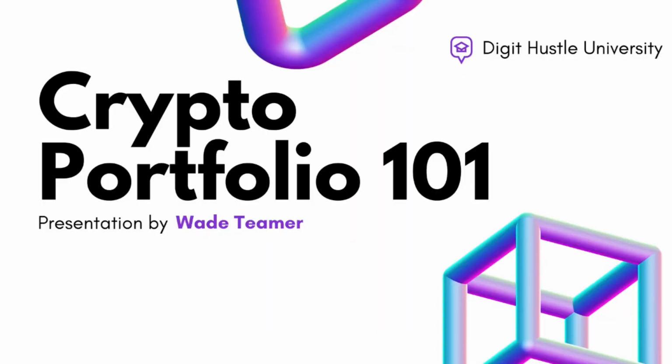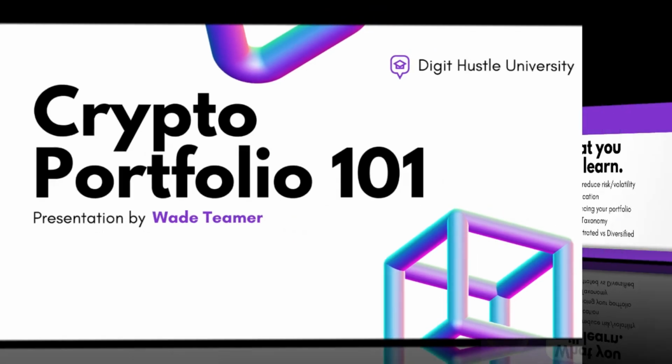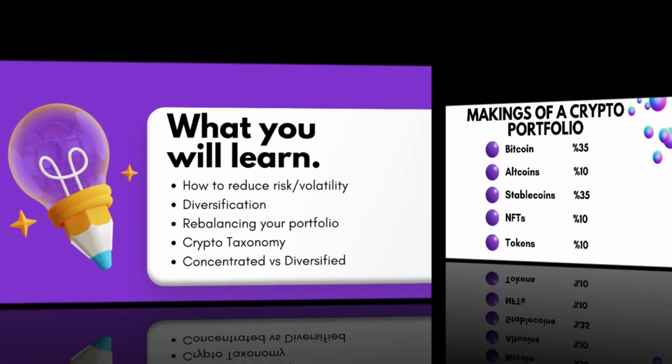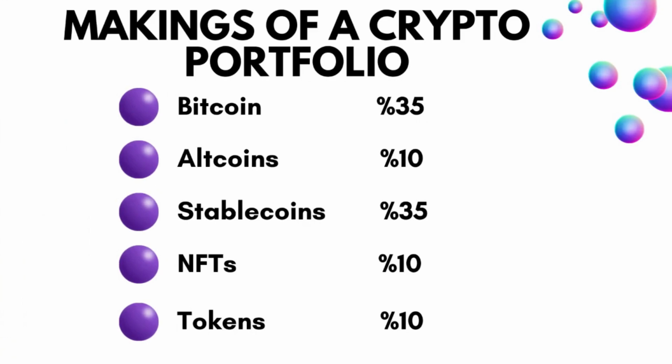This lesson is focused on building a well-balanced, low-risk, high-return crypto portfolio. What you'll learn is how to reduce risk and volatility in your portfolio, the difference between asset allocation and diversification, how to rebalance your portfolio, crypto taxonomy, and the pros and cons of concentrated versus diversified portfolios. Let's start with what a typical crypto portfolio looks like.